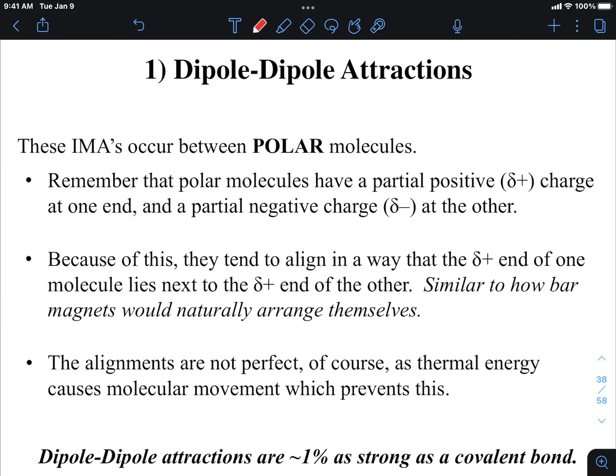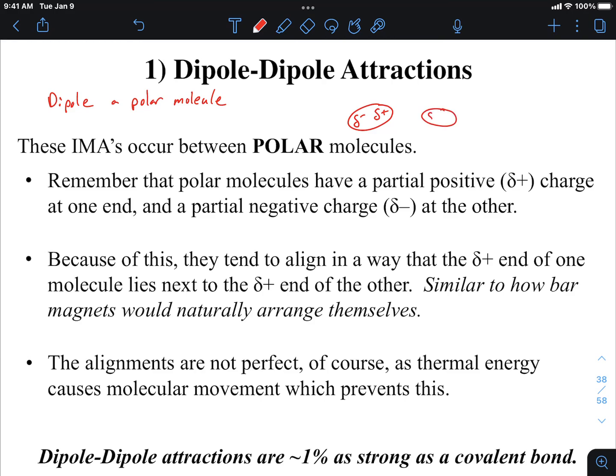So first of all, a dipole is a polar molecule. So in other words, this is the attraction that takes place between two polar molecules. So you would have to know that the molecules are polar, and how would you know that? By drawing the Lewis diagram and figuring out its geometry. Remember that if you have a polar molecule, and we'll draw a simple one here, you have a partially positive and partially negative side.